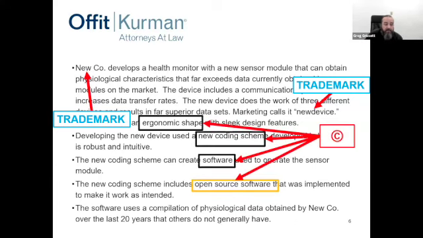Let's see, copyrights. The shape could be the subject of a copyright. The coding scheme, as I've discussed, and software. Open source, I put here, it has copyright implications, but know that open source has limits on how you can use it and distribute it. And it's just being mindful of that going into using open source, of how you can distribute it moving forward.